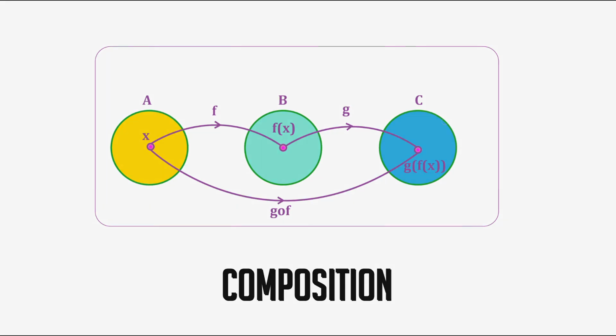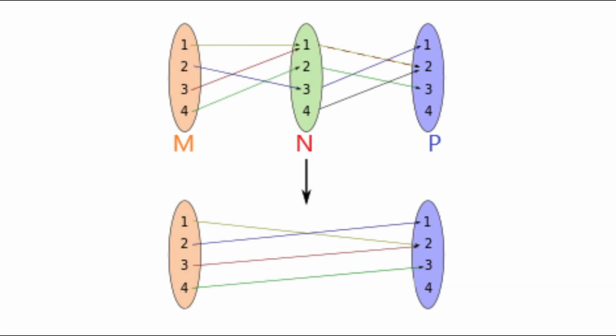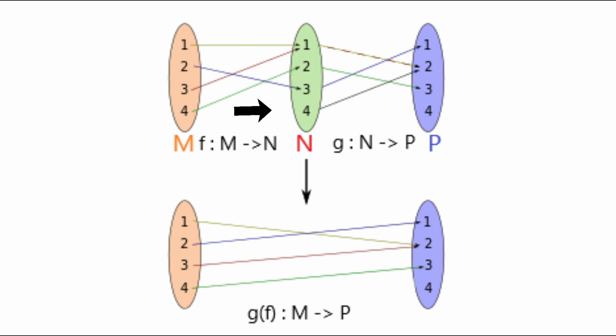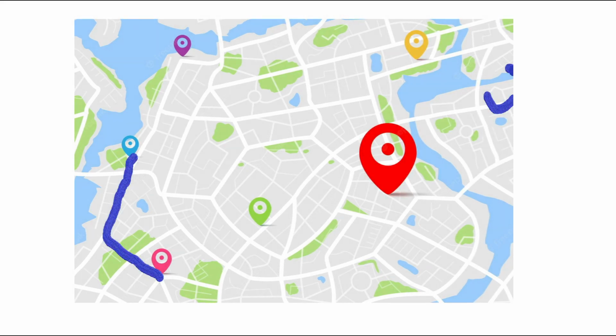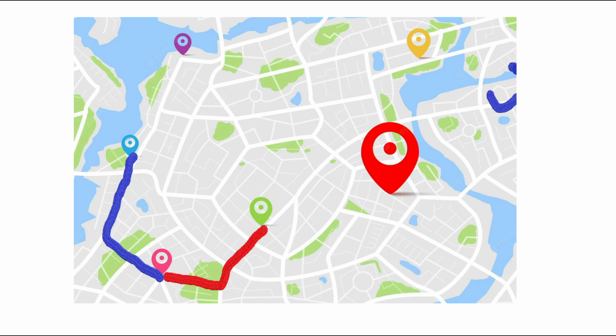Functions can be connected to one another by composition. Suppose that we have three sets, M, N, and P, with two functions, f mapping from M to N and g from N to P. Then we can naturally define the function g of f mapping from M to P. This function operates by first applying f to the elements of M and then applying g to the resulting elements in N. Going back to the map and roads analogy, composing functions corresponds to connecting two roads. Thus, if there is a road from point A to point B and a road from point B to point C, then we naturally have a road from point A to point C.